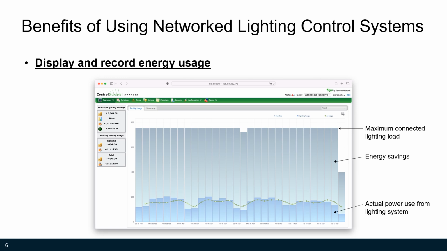And if you look in the box in the upper left, it says that the savings over the previous month was 79% from the baseline of the maximum connected load. So that's a huge savings, and we can get that because we have this system where we've tweaked all of our variables and used as many control strategies as we can.